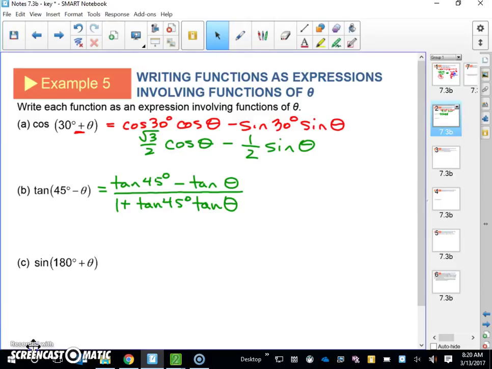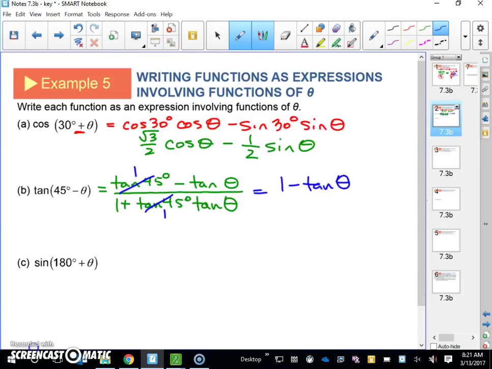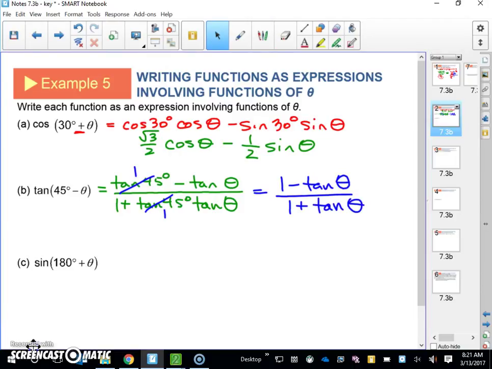Tangent 45, we should know how to do this. Tangent 45 is what? 1, right? Square root of 2 over 2 divided by itself is 1. So that's going to be a 1 and a 1 right there. Okay? So we are looking at 1 minus tangent theta over 1 plus 1 tangent theta, or just tangent theta. And that's all we can do right there. Give me those all day. Okay? I would love to do a worksheet full of those kind of problems because there's not a whole lot to it. Just find the pattern and do what it says.